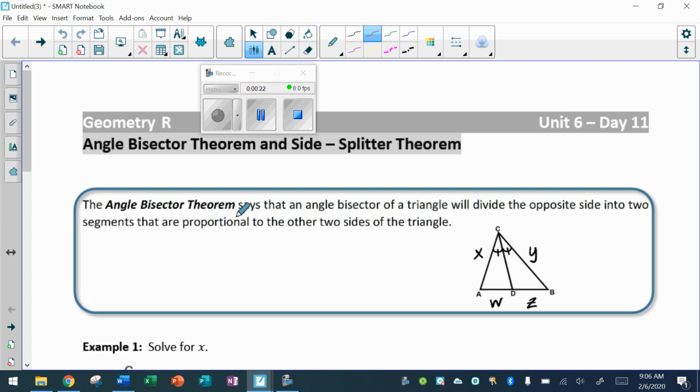It says if an angle bisector of a triangle divides the two opposite sides into two segments that are proportional to the other two sides of the triangle. So if this segment CD is an angle bisector as indicated here, it sets up two proportions that would be equal. X is to W should be in the same proportion as Y is to Z. Okay? These two segments should be in the same proportions as these two segments if this is an angle bisector.